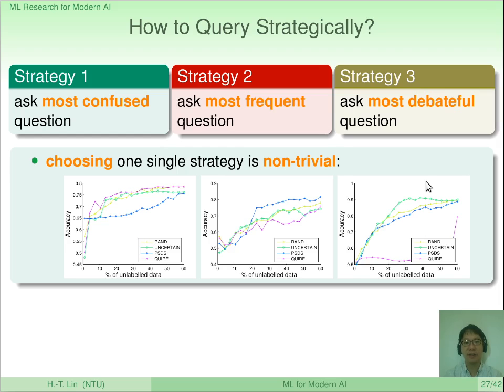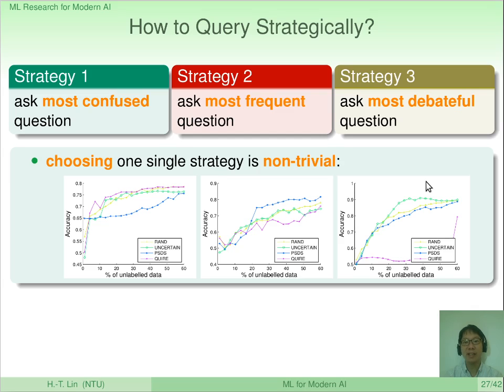We show this in the figure here. Those figures come from three different data sets. And in each figure, there's the performance curve of three different strategies shown in different colors. On the vertical axis is the test accuracy, and therefore the higher the better. On the horizontal axis is the number of queries that we make. So we really want the curves to be on the very top, or we want the area under the curve to be large.